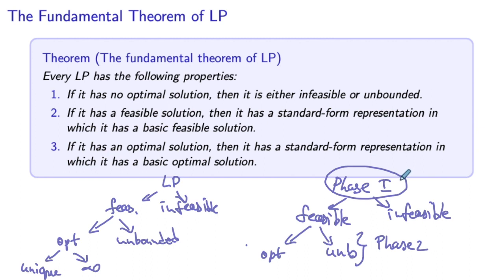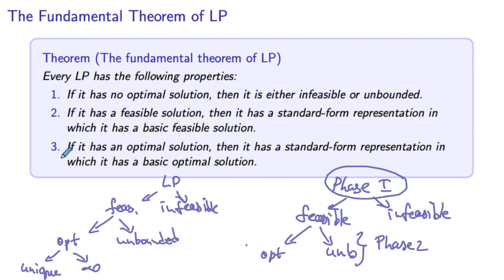So we just drop the columns corresponding to the artificial variables and we obtain the standard form representation in which we have this basic feasible solution. Essentially, the whole point of the first phase of the simplex method is to provide the initial starting basis for phase 2 whenever the problem is feasible.